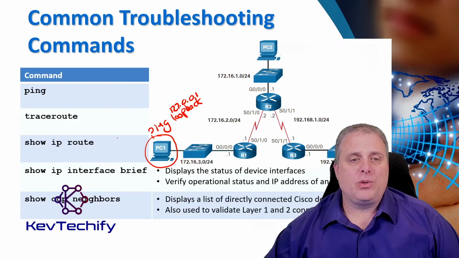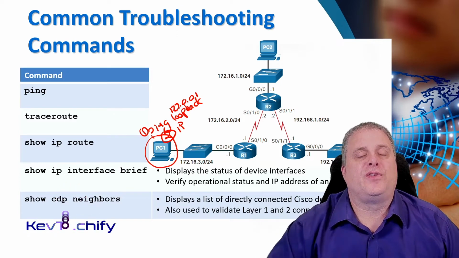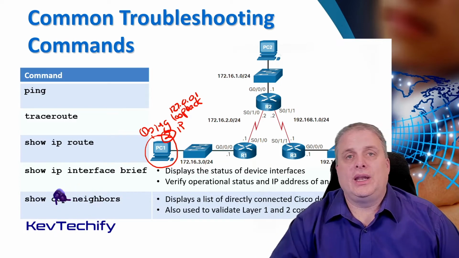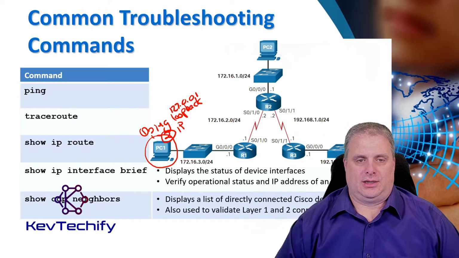The next thing I would ping is your IP address. I would ping my own IP address. That just shows you have it configured correctly. You didn't invert a number. You have the right subnet mask on there.